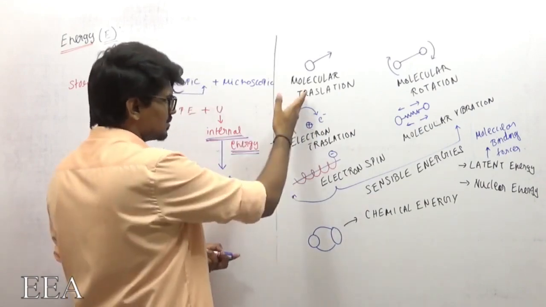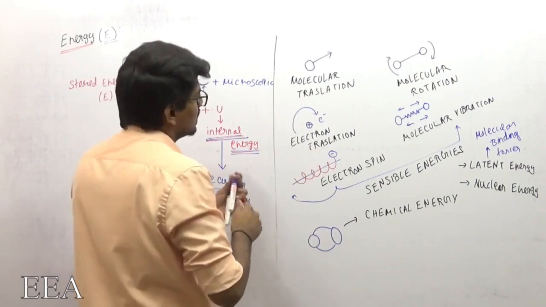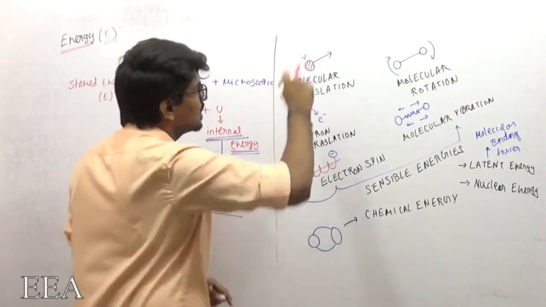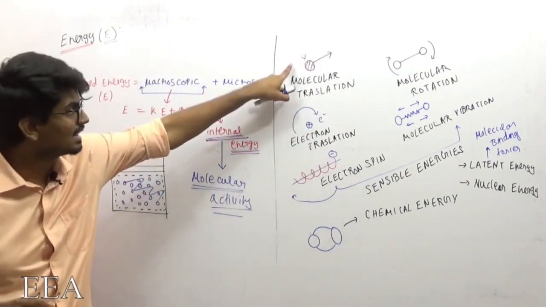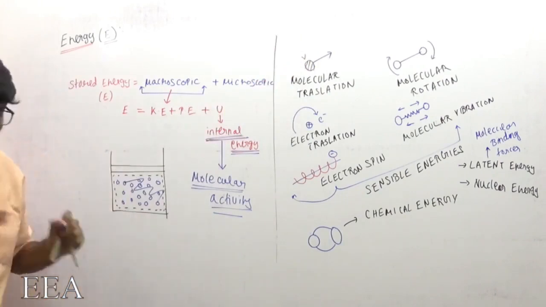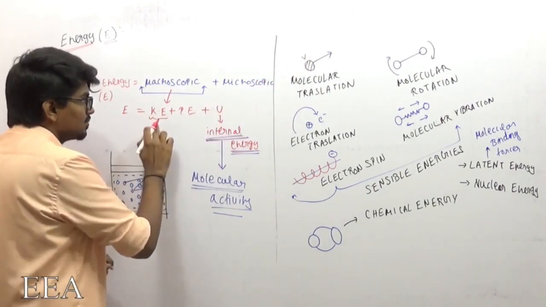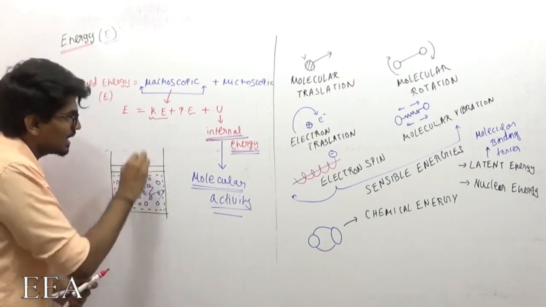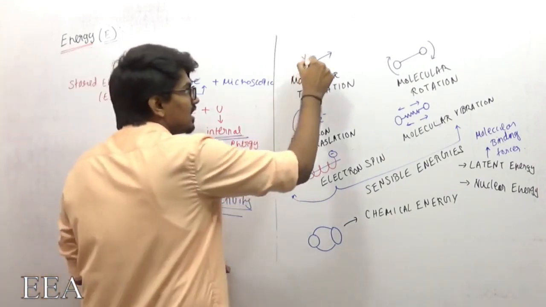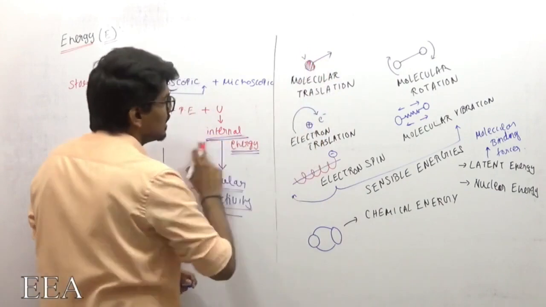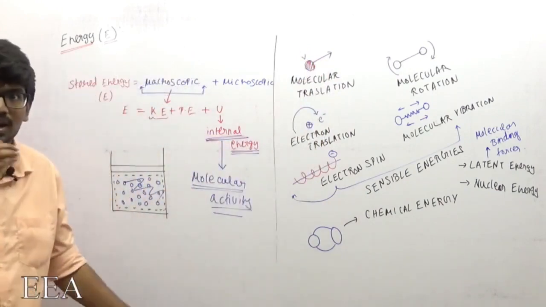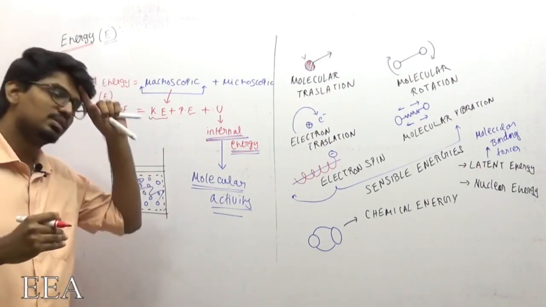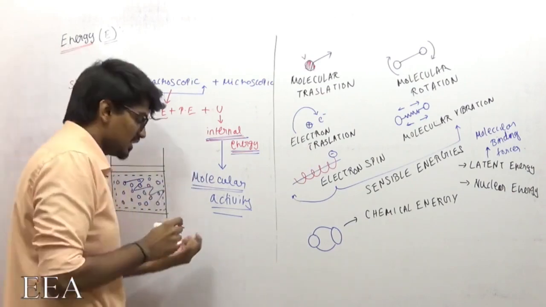And regarding molecular translation, for example, think about this. This molecule is going to have some velocity, and due to that velocity, this molecule is going to have some kinetic energy. That kinetic energy will be included in the internal energy. Listen carefully. The kinetic energy I mentioned earlier is the macroscopic form of kinetic energy, which means I am considering the total body as a whole. If I measure kinetic energy for a single molecule, then it is included in internal energy. So kinetic energy associated with molecules has to be taken in internal energy.